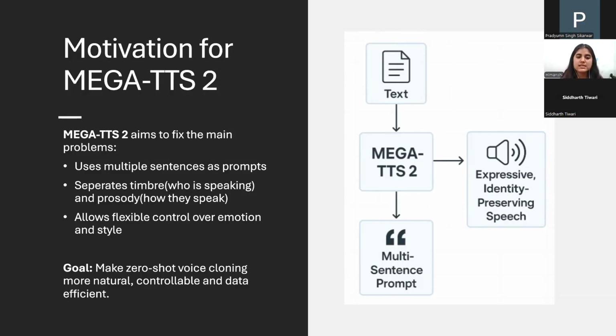Second, it separates the person's voice identity and their emotional or speaking style, so you can control both individually. Third, it makes the final speech more real, more emotional, and more flexible. Basically, in simpler words, Mega-TTS2 helps voice cloning go from sounding robotic to sounding like a real person with real feelings. And now, the key challenges of zero-shot TTS and Mega-TTS2 will be discussed by Samiran.